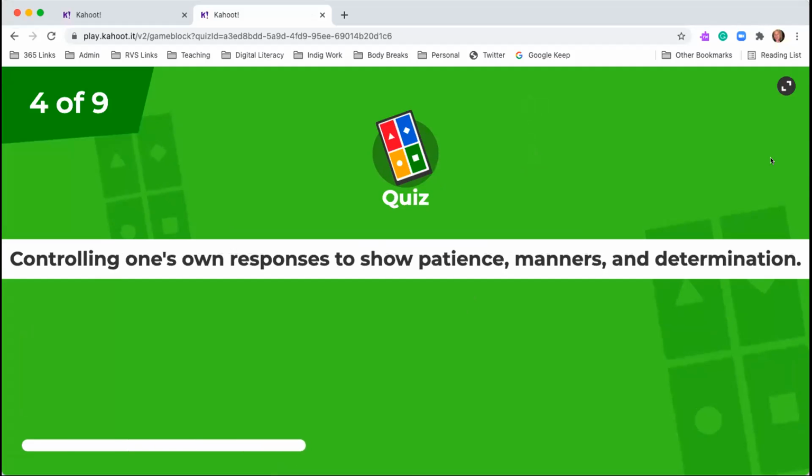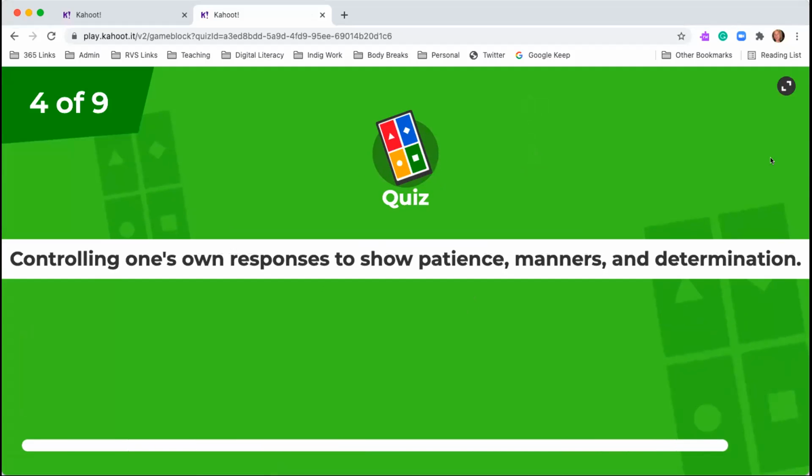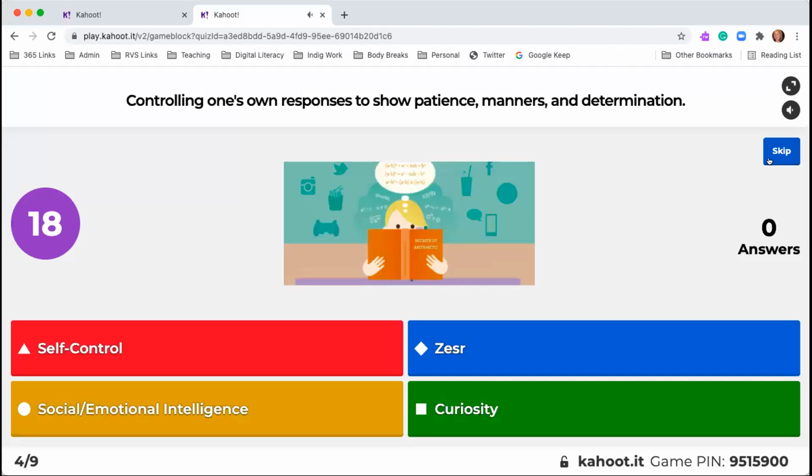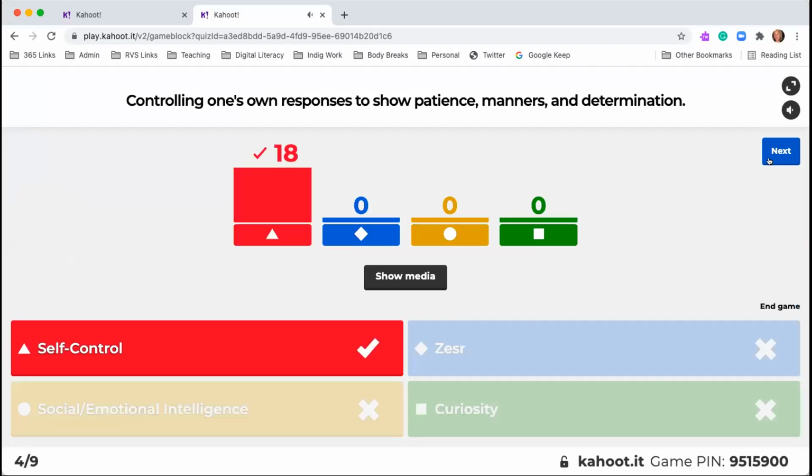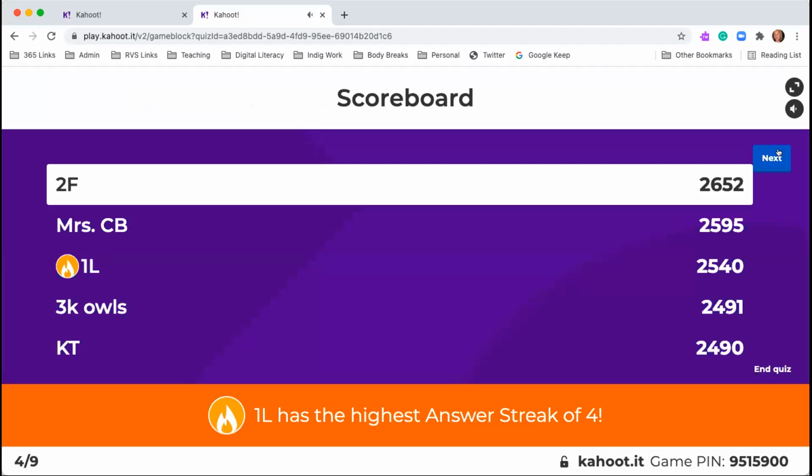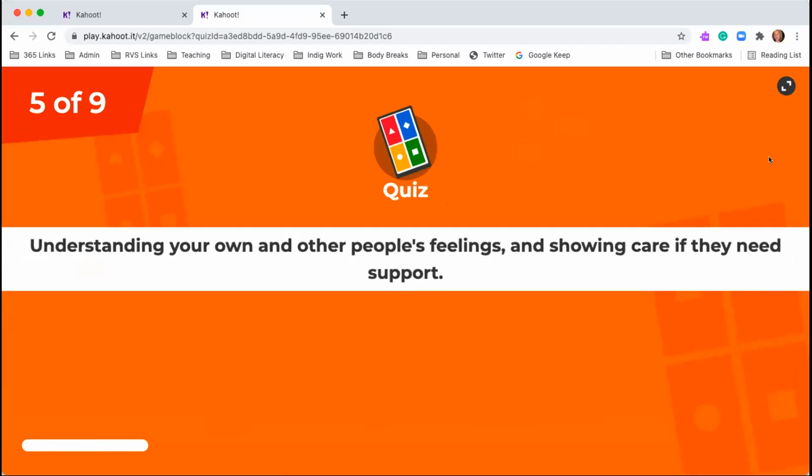Here's another one. Controlling one's own responses to show patience, manners, and determination. So is it self-control, zest, curiosity, or social emotional intelligence? When I think of controlling my own responses, 100% correct. Yes. That's awesome. Let's see if that changed anything. Oh, kindergarten is coming up here. Wow. And Mrs. Leaflore's class is on fire too with how fast they're doing.